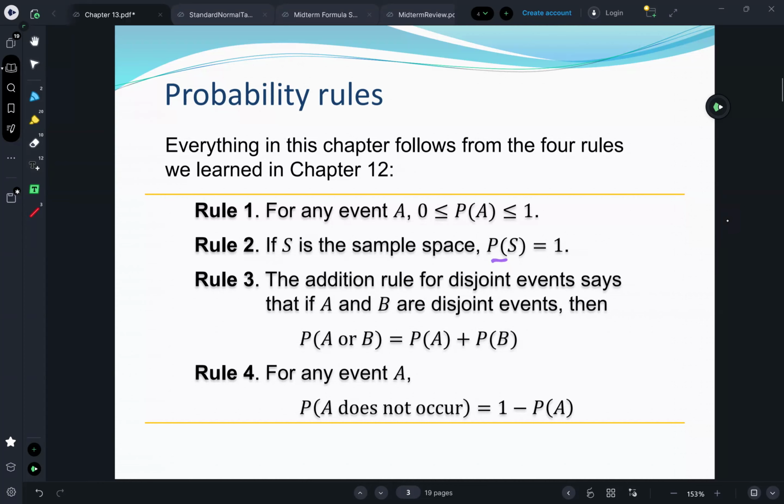Okay, and rule number 4, for any event A, we can call this the complement rule. The probability that A will not occur is going to be equal to 1 minus the probability that A will occur. Okay.